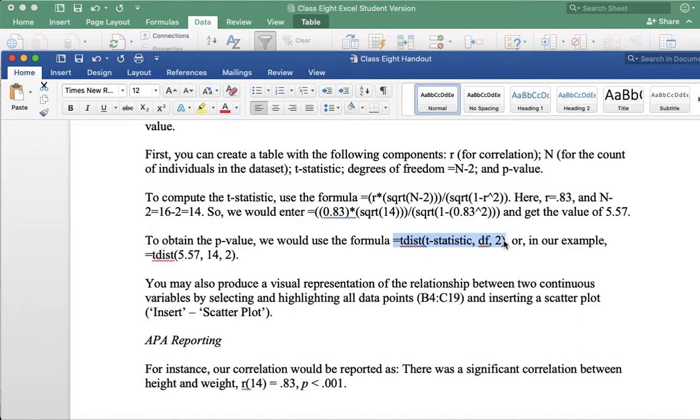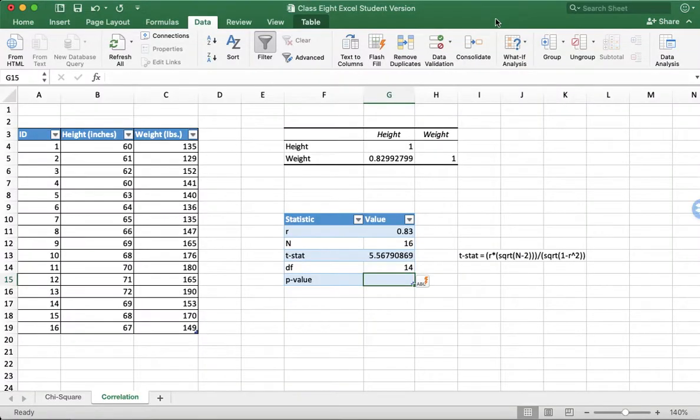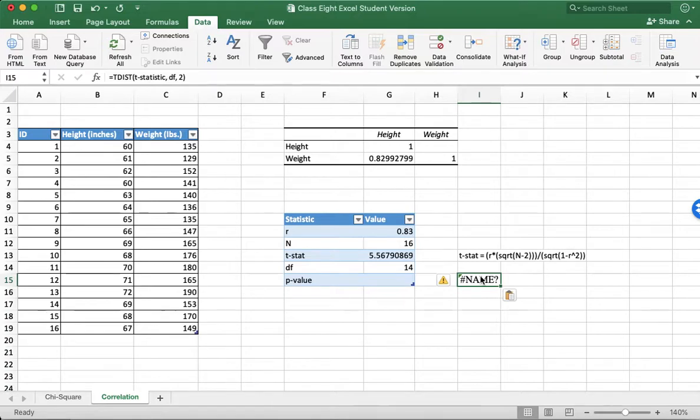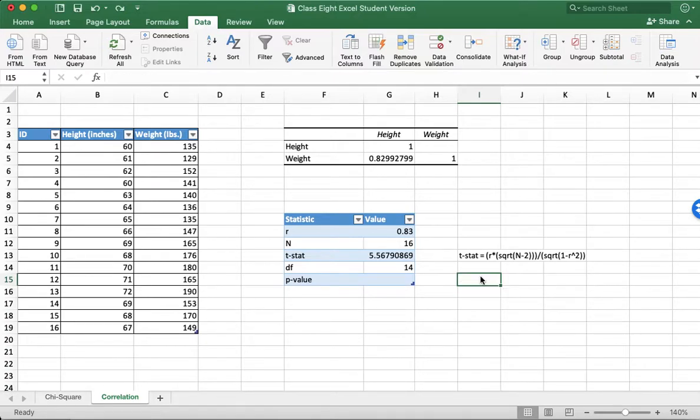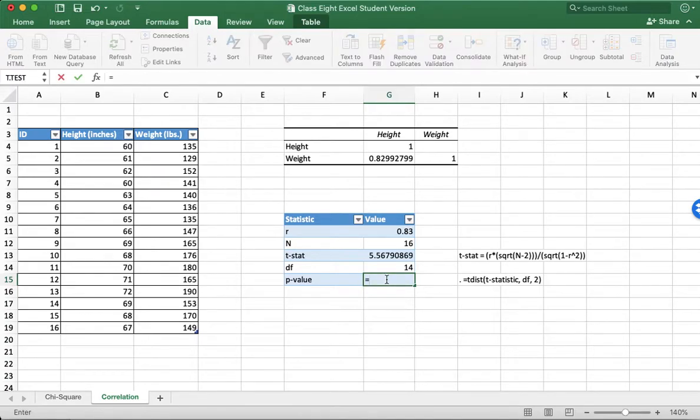So what I'm going to do now, so you guys can have all this information in one place, is copy and paste this into the Excel file. So here for our p-value, we're going to hit enter, t-dist. In parentheses, we're going to put our test statistic, which is 5.5679. Our degree of freedom, which is 14, and then the number of variables we're comparing to.